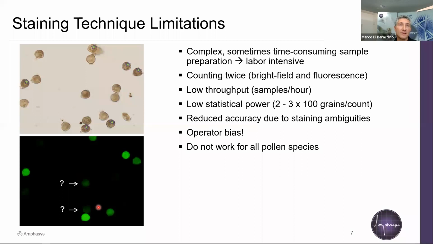So what would you do if you had cells that are very faintly stained with FDA? Would you count them as viable or as dead cells? So there is a large operator bias factor as well. And one shouldn't forget that many of those dyes don't work for all the pollen that you possibly would like to analyze.